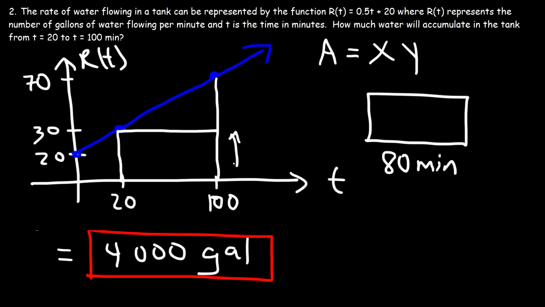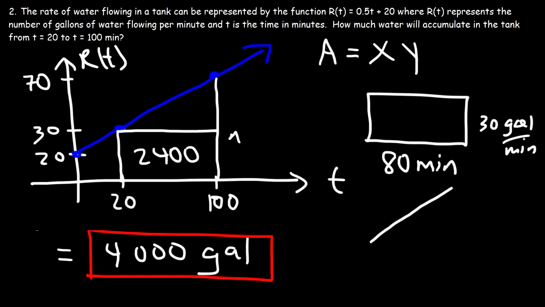The unit for this is 80 minutes. And the height of the rectangle is 30. And the unit for that is gallons per minute. So if you multiply minutes by gallons per minute, the unit minutes will cancel, giving you the unit gallons. So 80 times 30. 8 times 3 is 24. And then if we add the two zeros, that will give us 2,400.